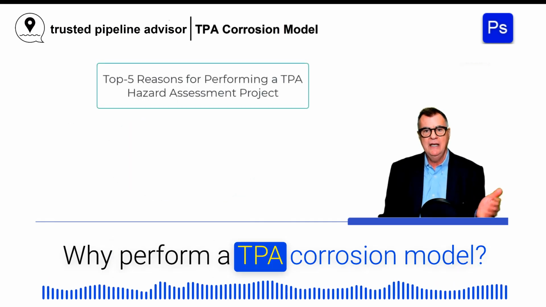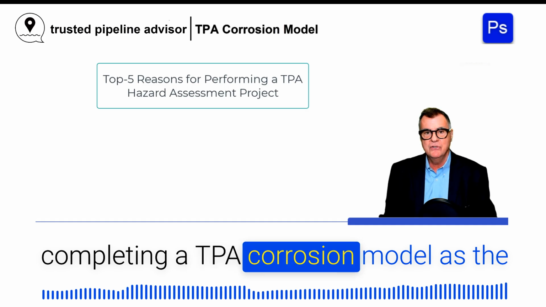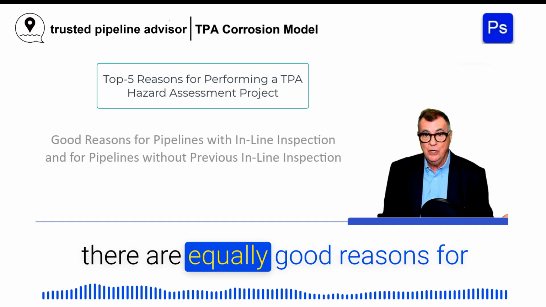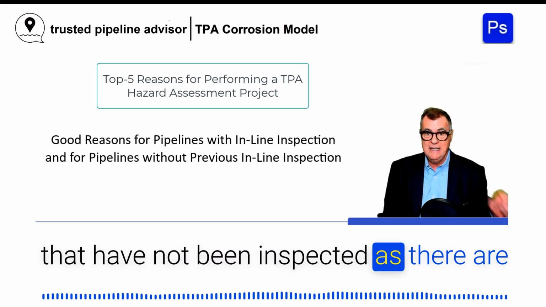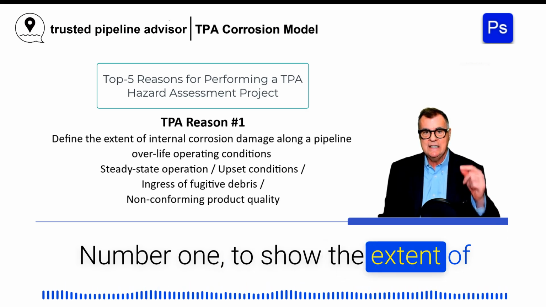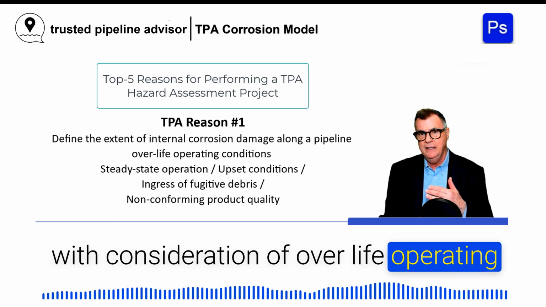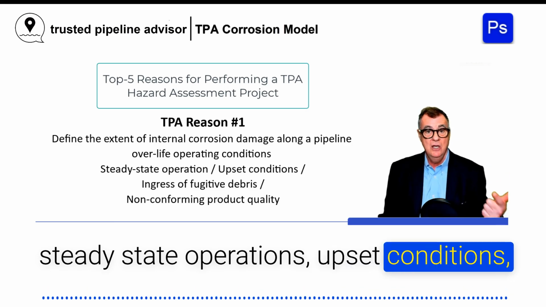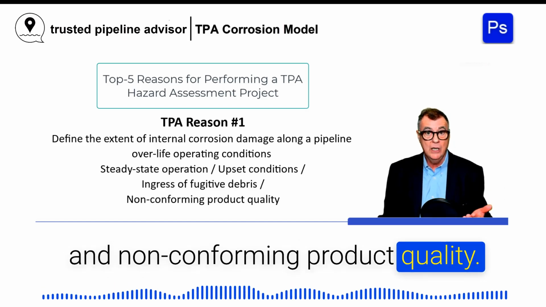Why perform a TPA corrosion model? There are at least 5 good reasons for completing a TPA corrosion model as the basis of an integrity management plan. There are equally good reasons for completing a TPA model for pipelines that have not been inspected as there are for pipelines that have been inspected. Number 1, to show the extent of internal corrosion damage along a pipeline with consideration of overlife operating conditions and with consideration of steady-state operations, upset conditions, potential ingress of fugitive debris, and non-conforming product quality.